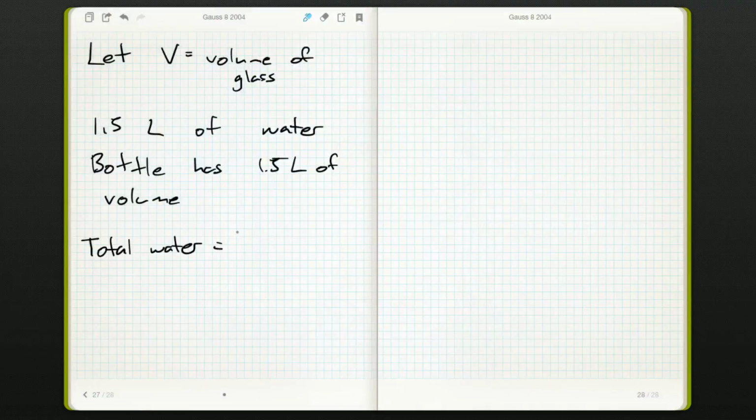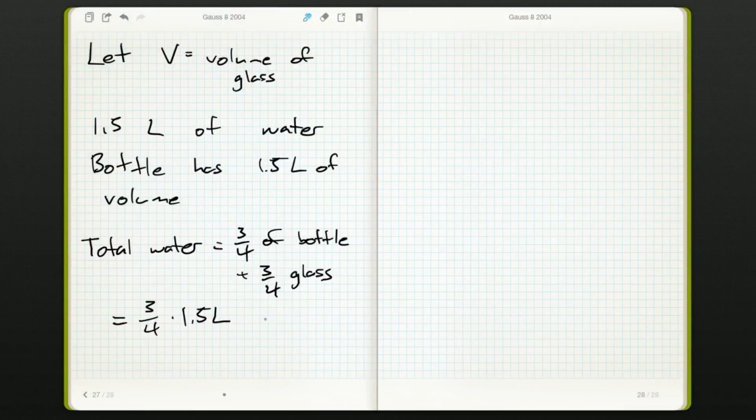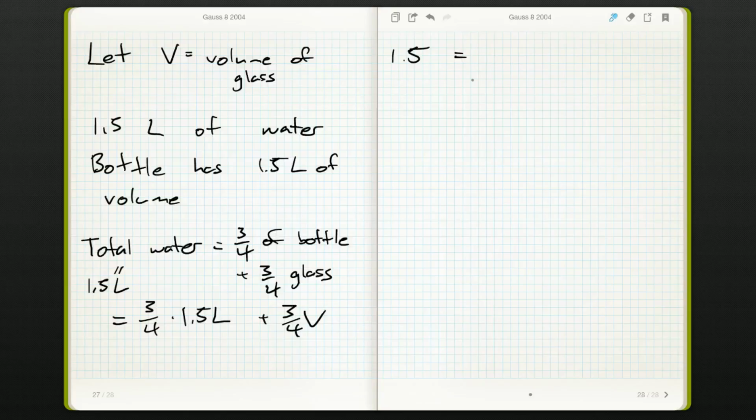So the total water, the 1.5 liters, should be 3/4 of the bottle plus 3/4 of the volume of the glass. 3/4 of the bottle is 3/4 times 1.5 liters, and 3/4 of the glass is 3/4 of V. The total amount of water is 1.5 liters. So let's figure out what 3/4 times 1.5 is.